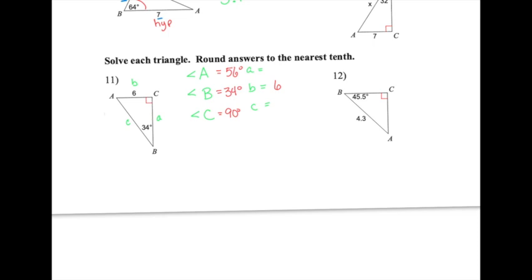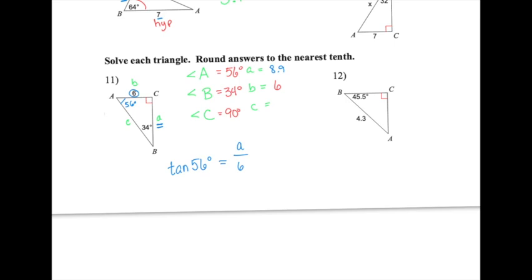All right, let's look at A. I have angle A. That is 56 degrees. I need side A, and I have side B. According to angle A, what are side A and B? We're going to use tangent. Why? Because side A is opposite, side B is adjacent. So the tangent of that 56 degrees should equal my opposite side over my adjacent side. We're going to do the same thing there that we did before. Multiply both sides by what? What do we get? 8.9.